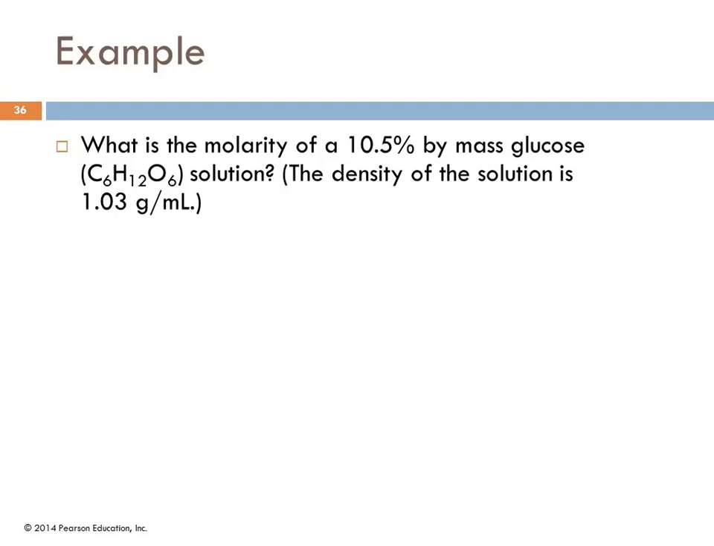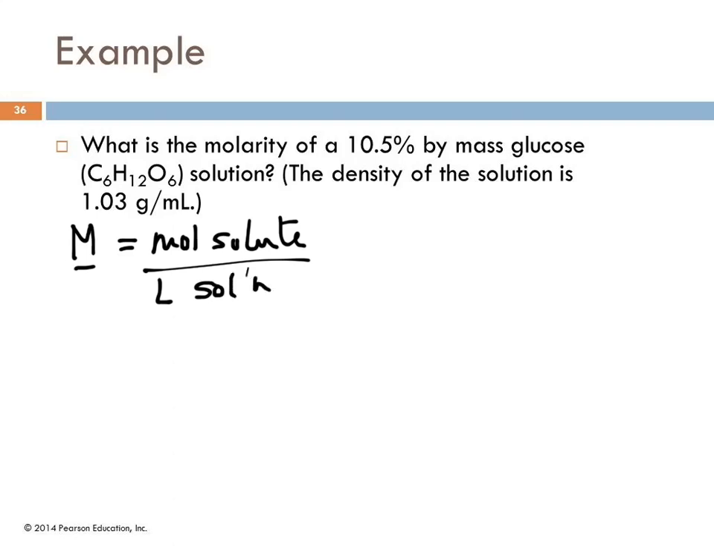This one looks kind of familiar, but it's not the same as that other one that we did. What's the molarity of a 10.5% by mass glucose solution? The density is 1.03 grams per milliliter. Well, I start by asking myself, what's molarity? What do I need to know to find the molarity? Well, molarity is moles solute per liter of solution. Well, I don't have moles of solute. I don't have liters of solution. Let's look at the numbers and see what we do have.